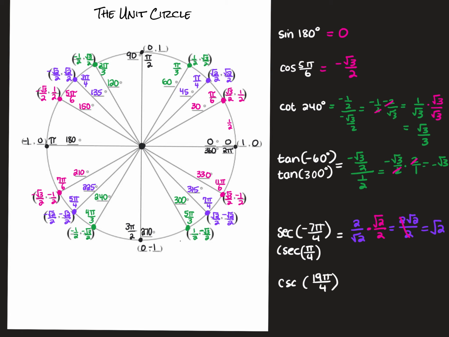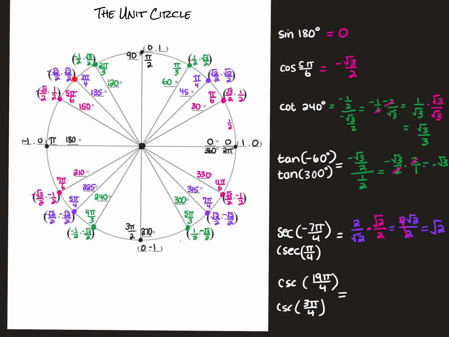Okay, last but not least, cosecant of 19 pi over 4. So what we'd have to do here is find a coterminal angle by subtracting 2 pi. So you can subtract 2 pi, and if you do that, you're going to get 11 pi over 4. I can subtract 2 pi again, and if I do that, I'm going to get 3 pi over 4. So really, cosecant of 19 pi over 4 and cosecant of 3 pi over 4 are the same thing.